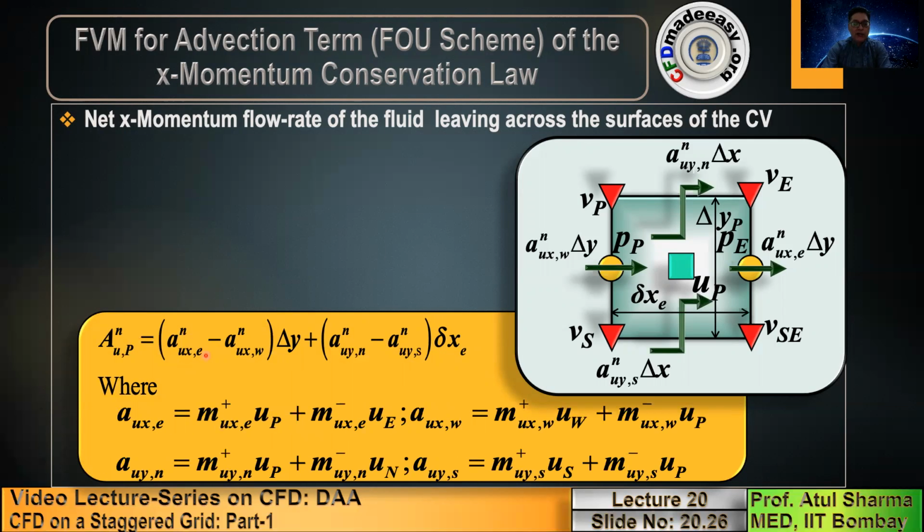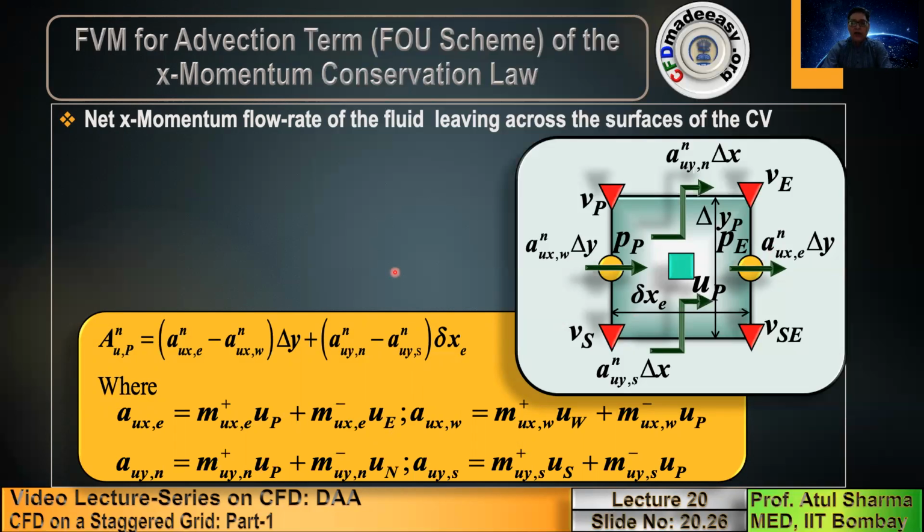For these advection fluxes, as I presented in the previous topic, we use certain advection schemes. Here I am presenting the advection term for the FOU, first order upwind scheme. If the mass flux is in the positive x direction on the east surface, then U small e is equal to U capital P, and if it is in the negative x direction, U small e is equal to U capital E. This has been shown with the first order upwind scheme for simplicity.